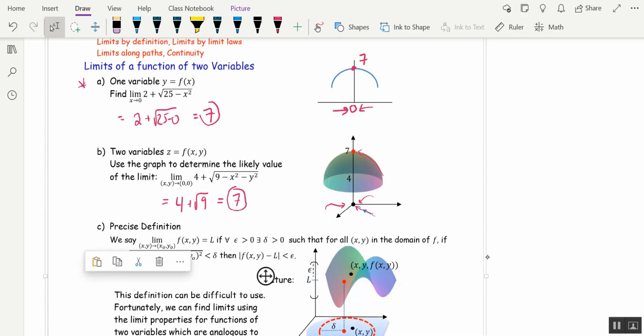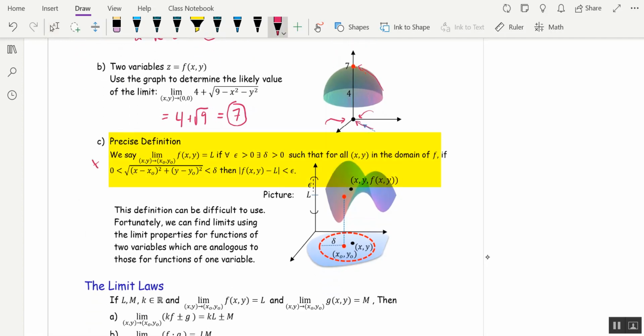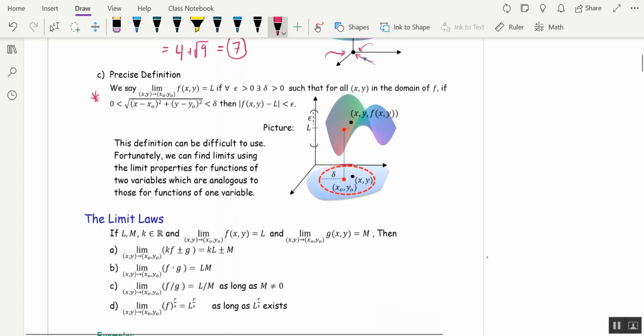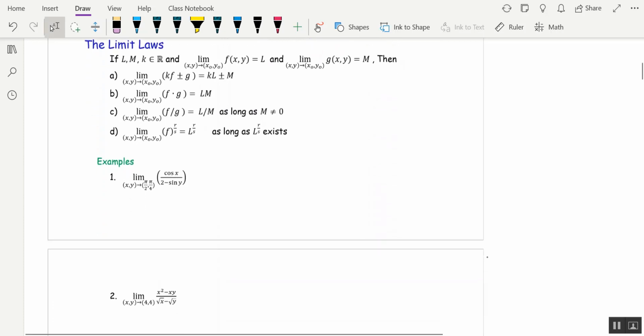You can approach (0,0) in the xy plane many, many different ways. So we need a fairly involved definition of limit, and this is the precise definition of a limit of a function of two variables. You don't have to memorize that and you won't have to use it. But at the end, I've got some examples of showing limits exist with that definition. Okay, limit laws, I'll let you read those. They're the same as they are for functions of one variable. And so let's just jump right in.